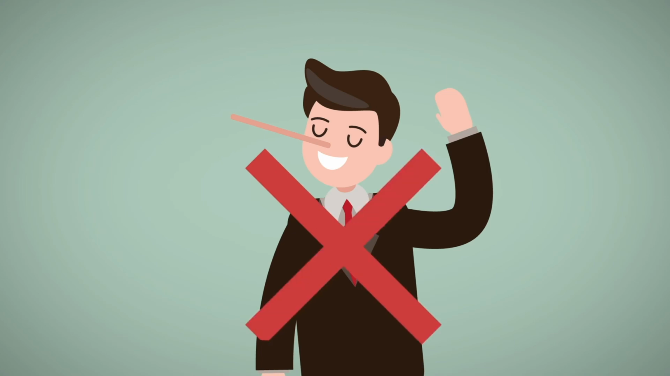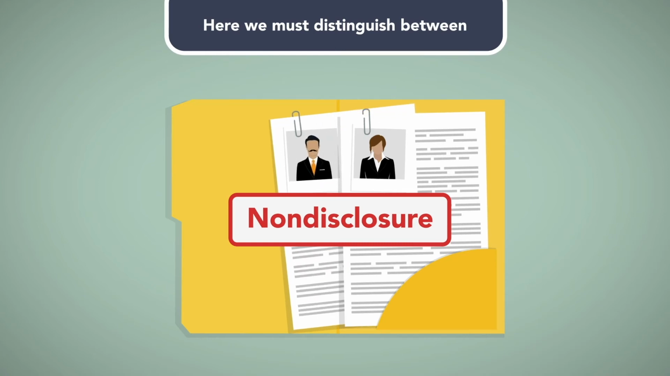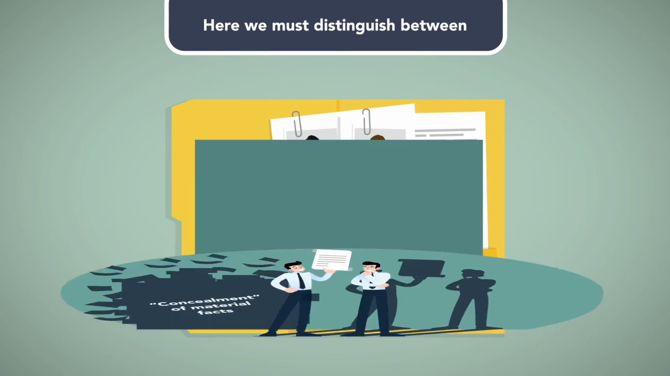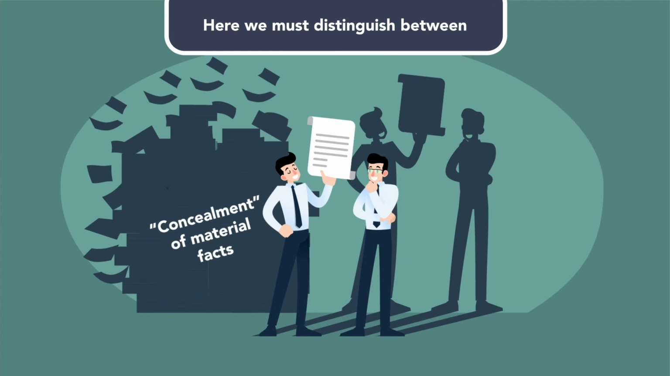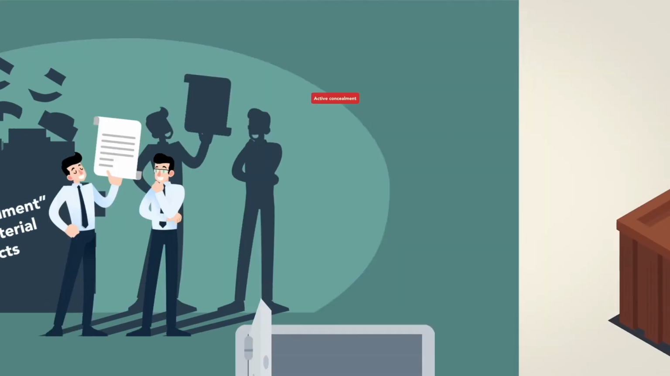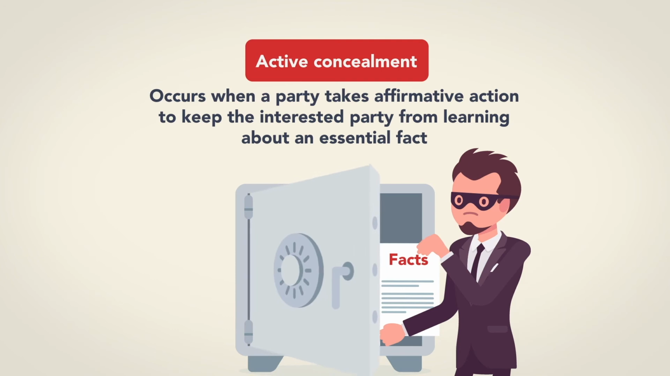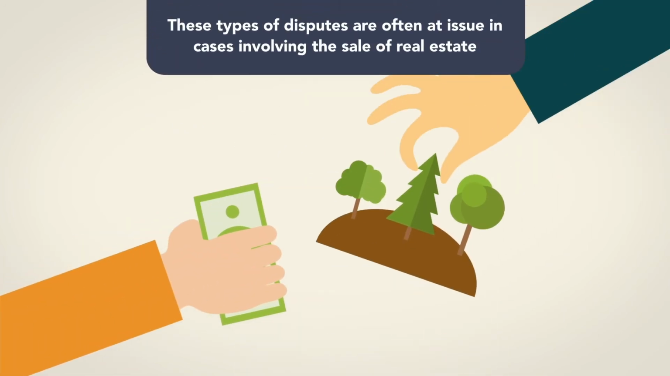Misrepresentation may also be available as a cause of action without an outright lie or fraudulent statement. Here we must distinguish between mere non-disclosure of important information, which is usually not actionable, and concealment of material facts, which modern courts generally consider tantamount to misrepresentation. Active concealment occurs when a party takes affirmative action to keep the interested party from learning about an essential fact. These types of disputes are often at issue in cases involving the sale of real estate.